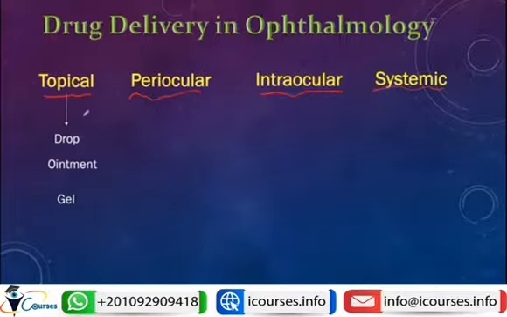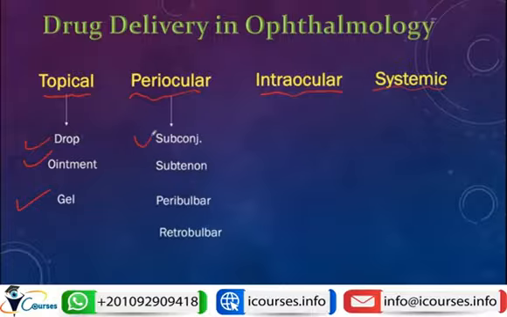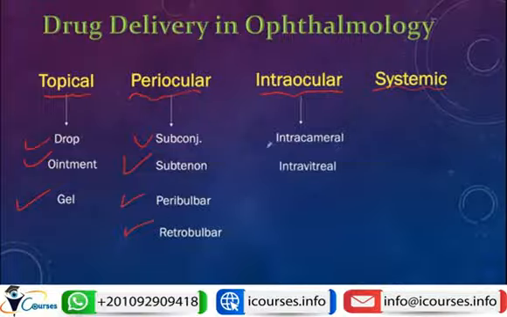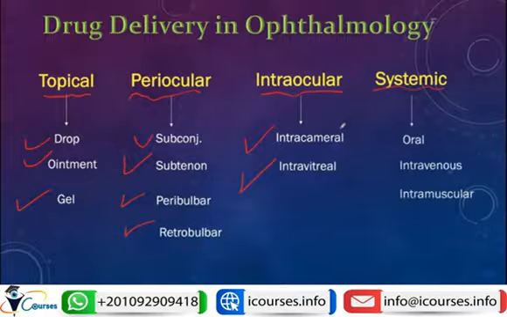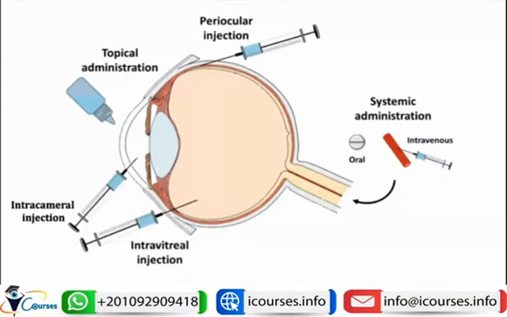The topical meaning that it can be either in the form of eye drop or eye ointment or eye gel. The periocular, or injection not intraocular but around the eye, can be subconjunctival, subtenon, peribulbar, and retrobulbar. Intraocular can be either inside the anterior chamber, or intracameral, or in the vitreous, or intravitreal. Or for some instances, we need to give the patient systemic drugs, which can be given orally, or intravenous, or intramuscular.